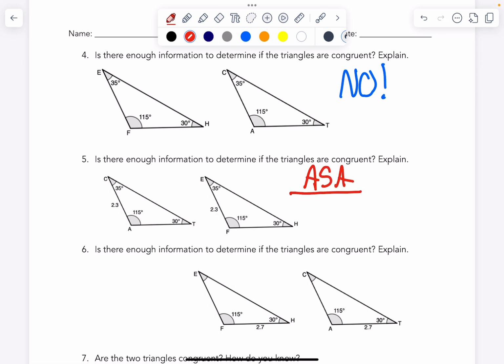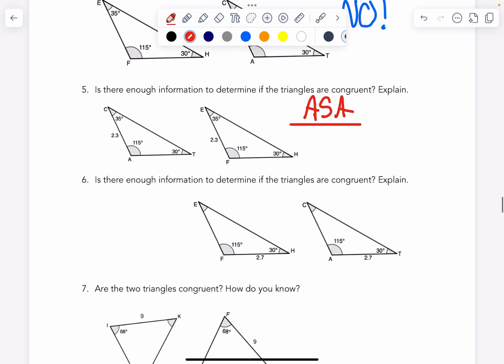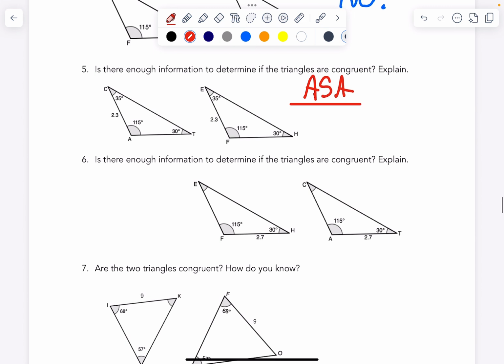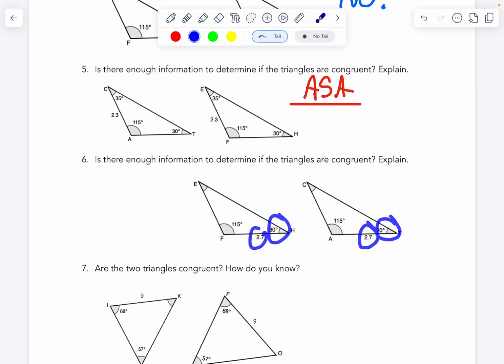ASA. Note, last class, we dealt primarily with sides. This class, our theorems will deal with angles. You guessed it. And so yes, these triangles will be congruent. Let's go to number 6. What about this one? Is there enough information to determine if these triangles are congruent? Well, they have the same angles, the same sides, and the same angles. So yes, through angle, side, angle, these are the same triangles.